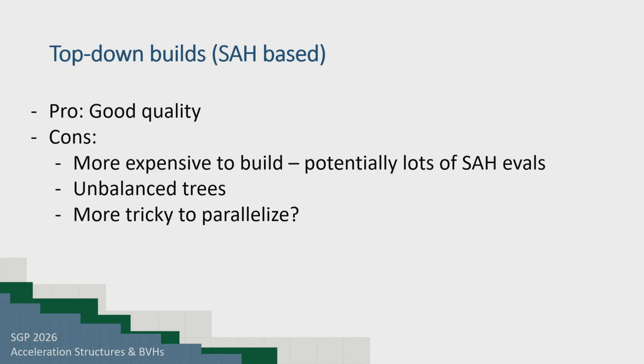Now, these types of builds, again, they tend to give you very good quality trees, at least if you have a good heuristic for them. They're more expensive to build. Even if you have a good choice of potential splits, you still have a lot of SAH evaluations that you have to do. You can end up with very unbalanced trees, and this can be quite tricky to implement in parallel, so on a GPU or with SIMD.